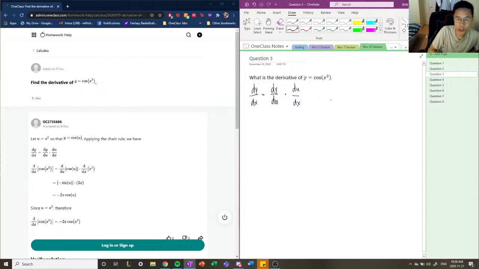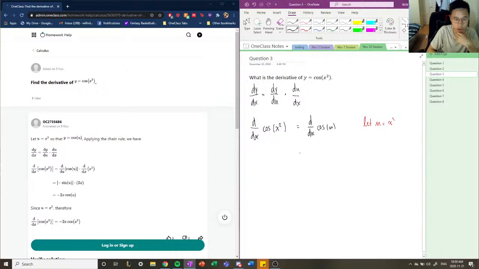Okay? So here, let me write out the derivative first. We're looking for dy over dx, so we're looking for d over dx of cos x squared. First of all, why don't we let u be x squared? Let u equal x squared. If that was the case, then we have d over dx of cos u.